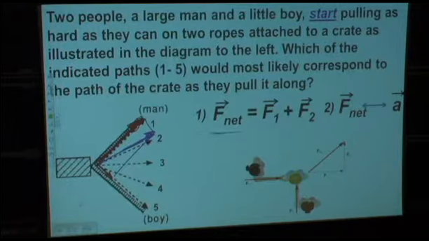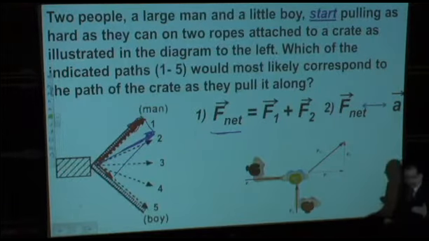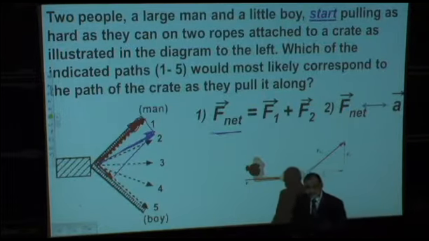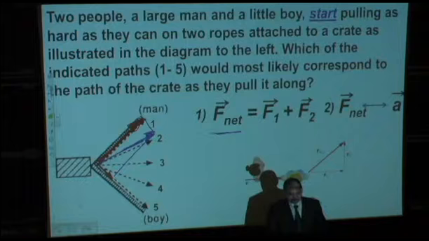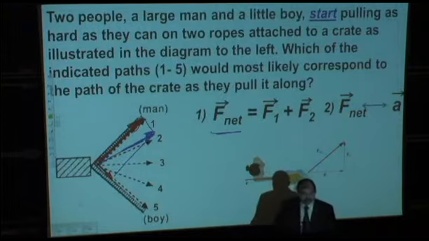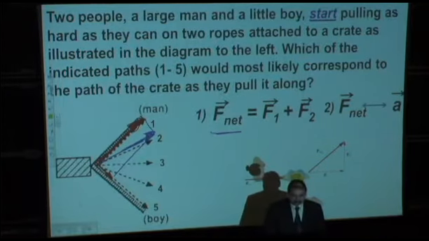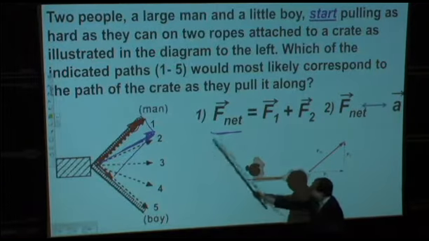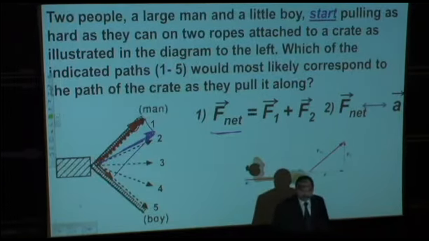Not individual force, but the net force matters. And the second fact, again, we start moving from rest. It was not moving, and now it is. Change in the velocity means there is acceleration. So the reason for that acceleration is the net force. So if the net force is not zero, the object must have some acceleration.